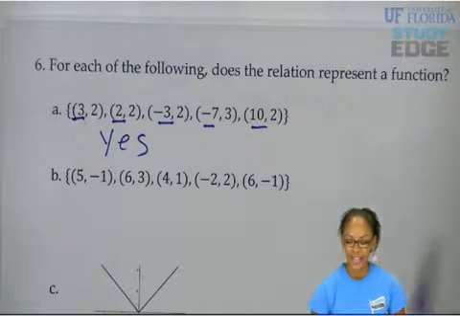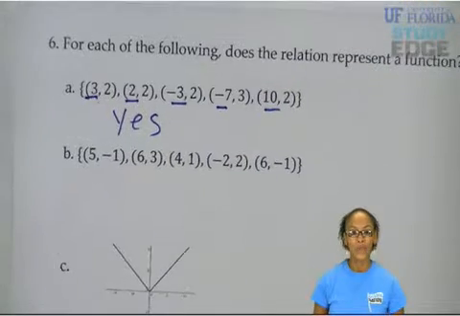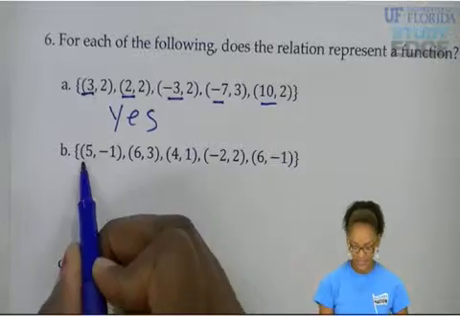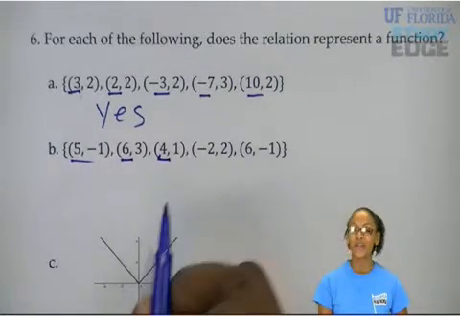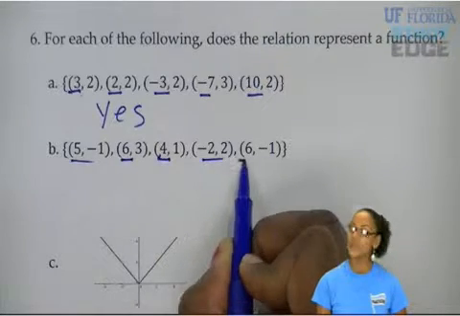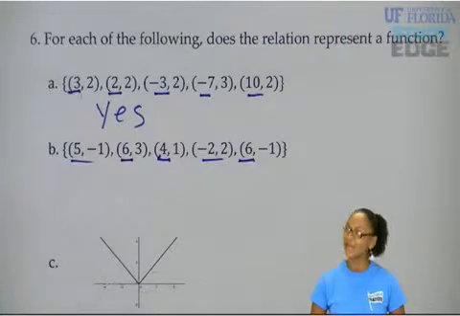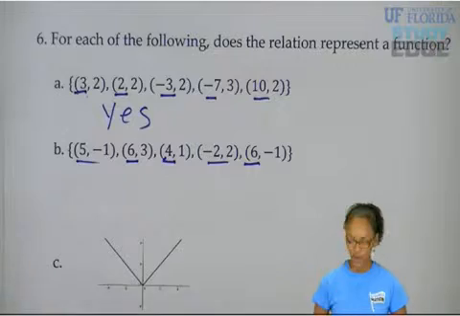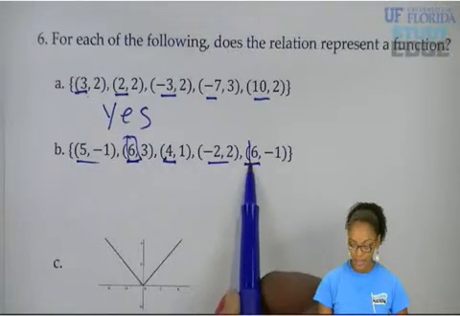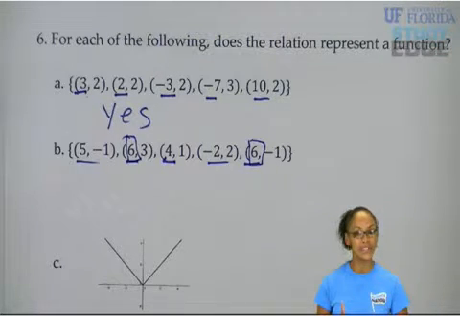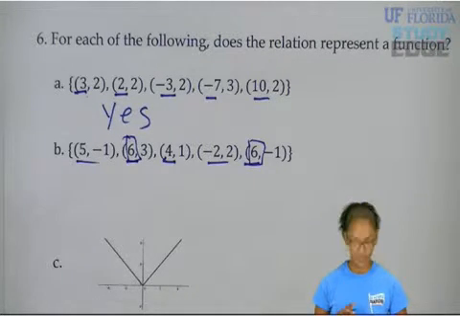Now let's look at b. Let's underline those x coordinates. We have 6, we have 4, and then we have -2 and 6. I said 6 twice. So are there any duplicates? Yes, there's a duplicate. There's 2 6s. So no, it is not a function.